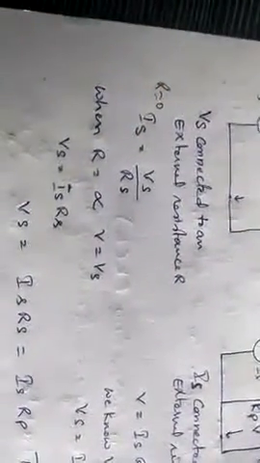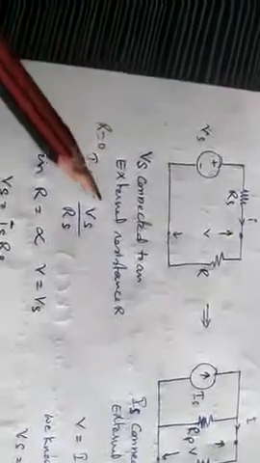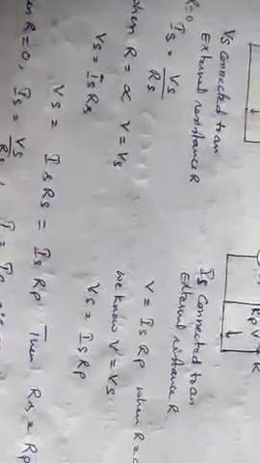Now we can assume the same from Rs equal to 0 when the load resistance equal to 0, then Is equal to V by Rs, or when R equal to infinity, the load resistance equal to infinity. From there also we can arrive at the same thing. That's what I have shown here. Vs equal to Is into Rs, or that is equal to Is into Rp. Then when Is is same for both, Rp equal to Rs. It will hold good for all the values of R.